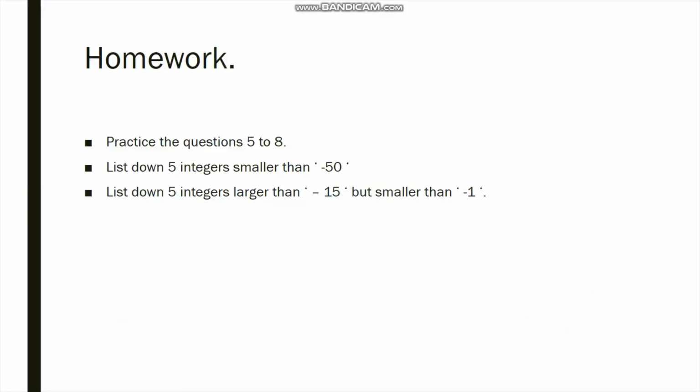So after this lecture, you should be able to practice the entire exercise and list down 5 integers smaller than -50 and 5 integers which are larger than -15 but smaller than -1.